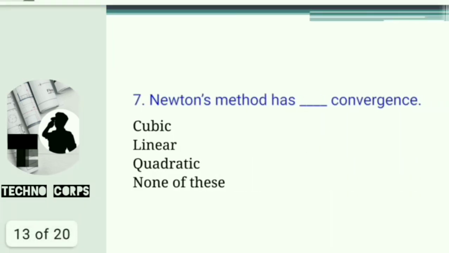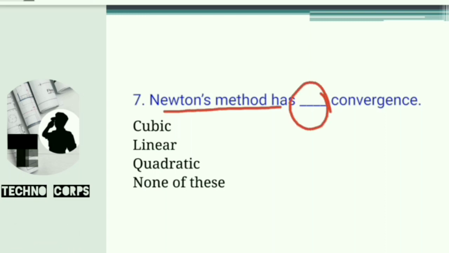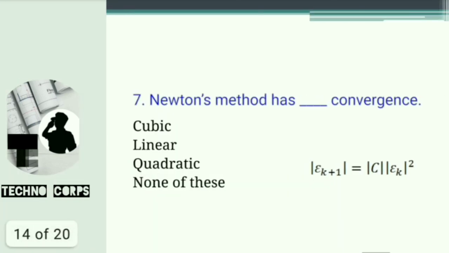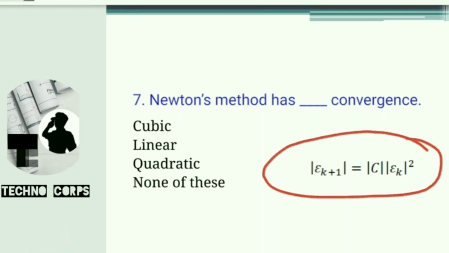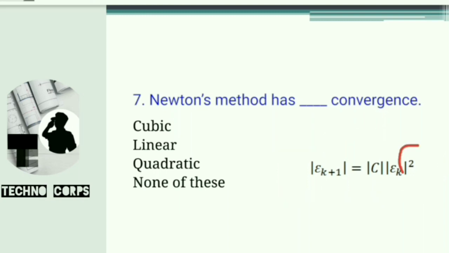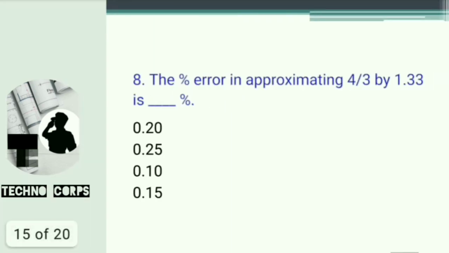The next question is: Newton's method has dash convergence. Now what is the convergence rate of Newton's method? We have a separate video for the convergence analysis of Newton's method. According to that, we have proved this equation. So here we can say according to the value of this power, the convergence rate is quadratic, or we can say it has a second order convergence. For the complete derivation, we have the convergence analysis video, which is a dedicated video for this topic, right? Now what is the next question?